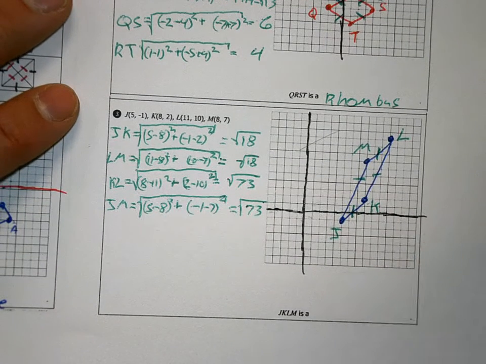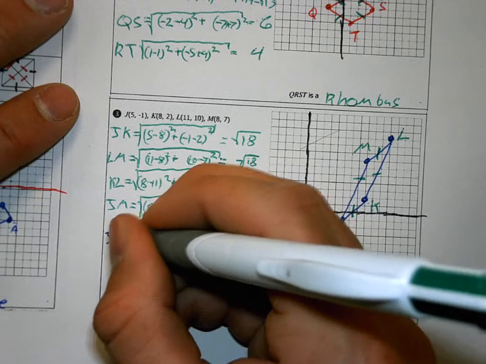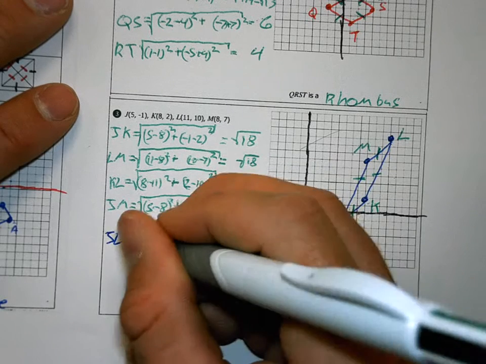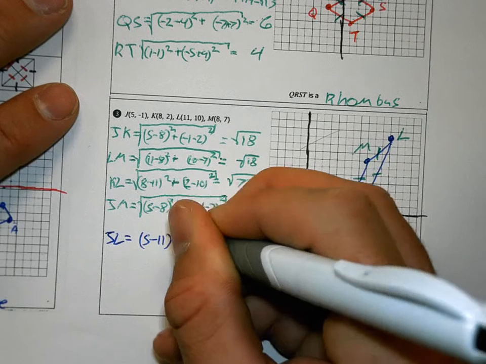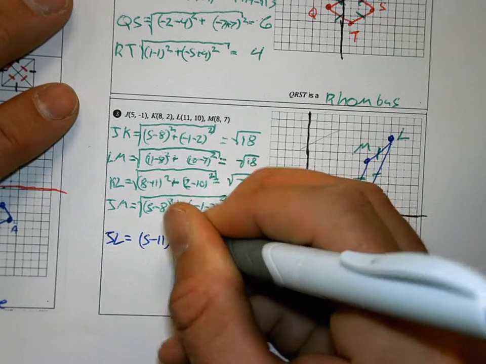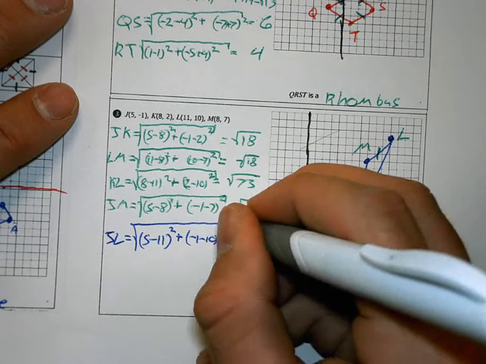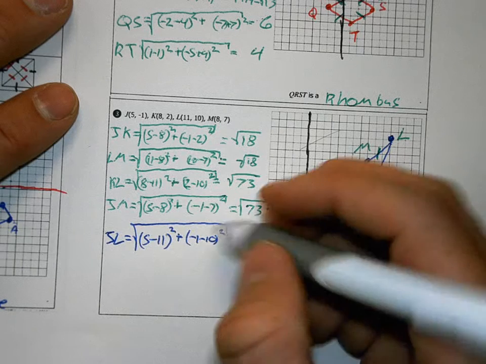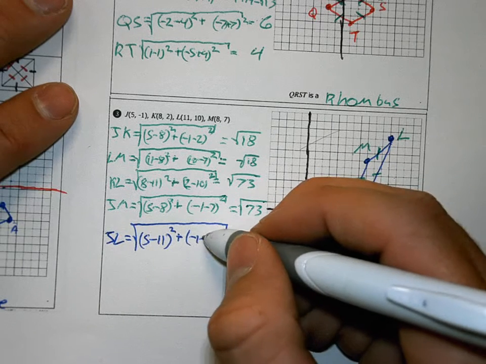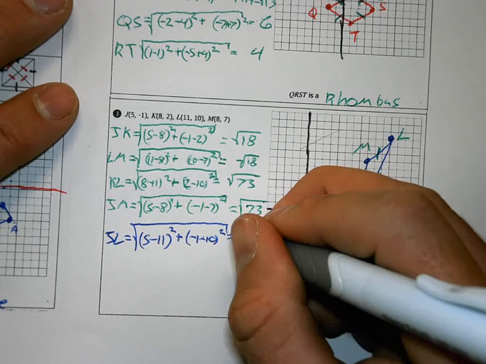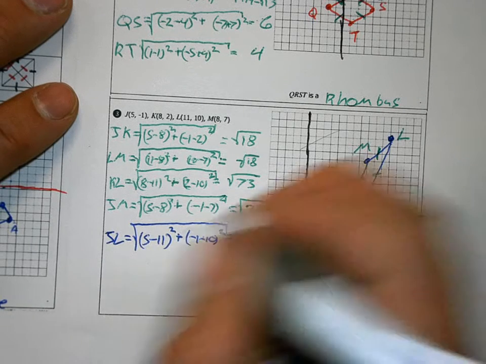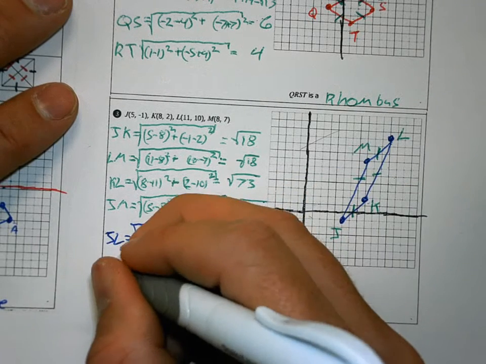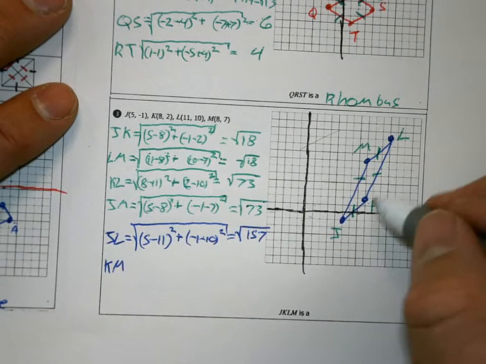So here we go. Let's check the diagonal JL. I get 5 minus 11 squared plus negative 1 minus 10 squared. 36, and 11 squared is 121. Comes out to the square root of 157. Now let's check KM, the other diagonal.